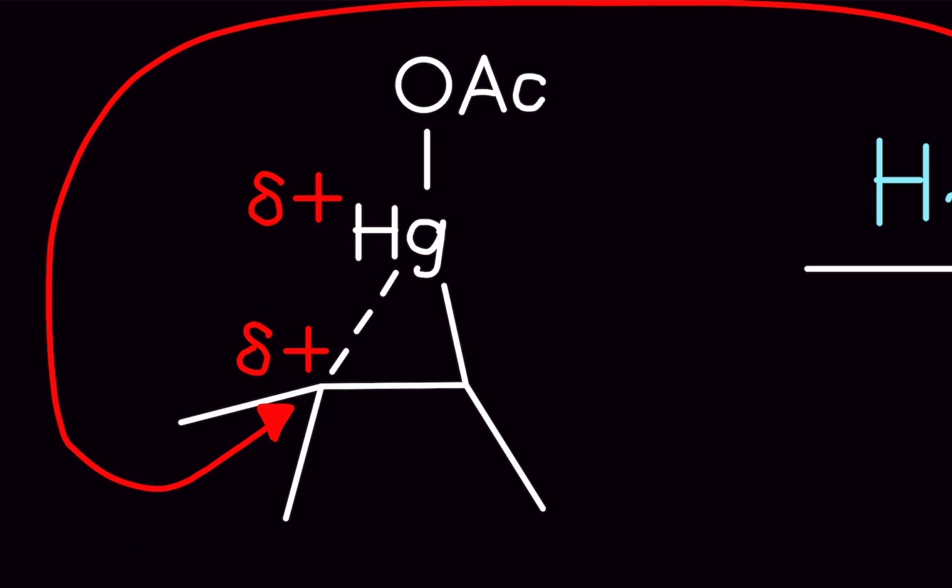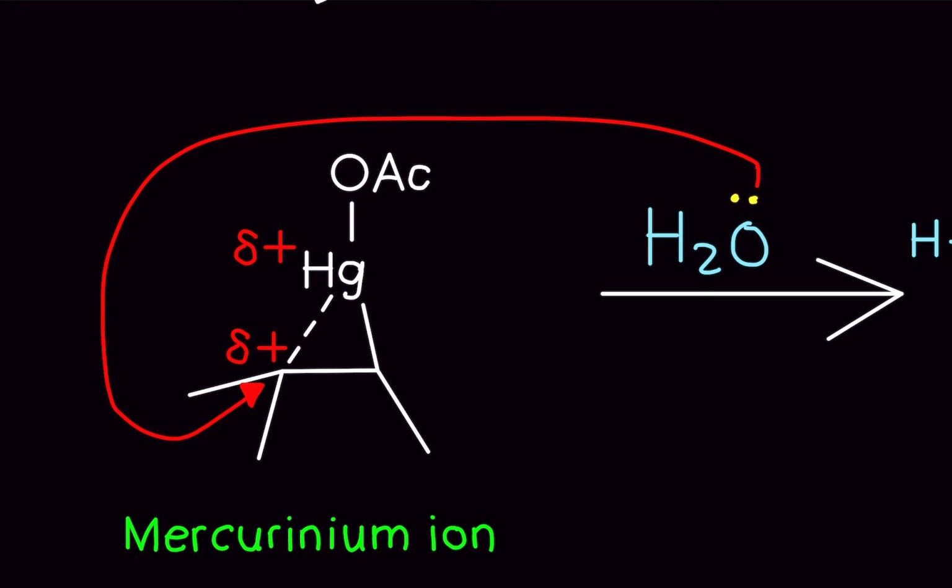Like this. There's a partial positive charge on the carbon and a partial positive charge on the mercury. This is due to resonance. This is our resonance structure. Since we have a partial positive charge, this will get attacked by our nucleophile, because remember, nucleophiles like positive charges or partially positive charges.